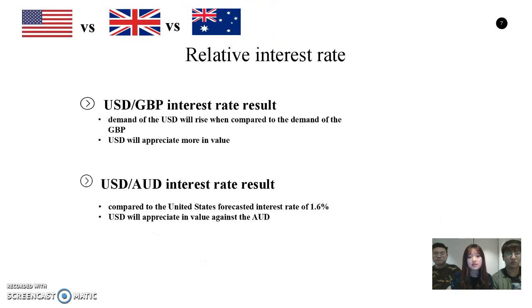And the US and GBP interest rates result: demand for the USD will rise when compared to the demand for the GBP. USD will appreciate more in value. And the USD and AUD interest rate result: compared to the United States forecasted interest rate of 1.6%, the USD will appreciate in value against the AUD.